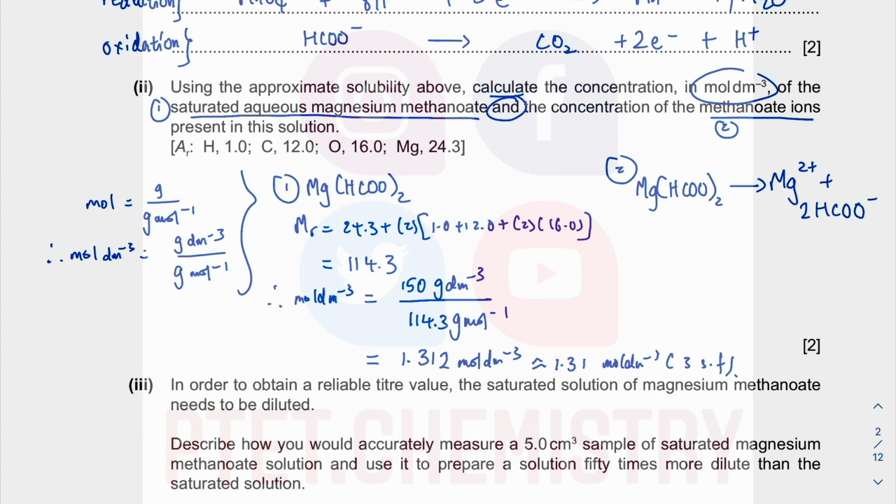So because you are in the same volume, because this dissociates to give you this, the mole per dm³ of this is 2 times the concentration of that, because one of these gives you 2 of that when it fully dissociates. Therefore, the concentration of HCOO minus, the metanoate, is going to be 2 times 1.31, which is 2.62 mole per dm³. Again, because I use 3 sig fig, the final answer is just simply in 3 sig fig. Alright?